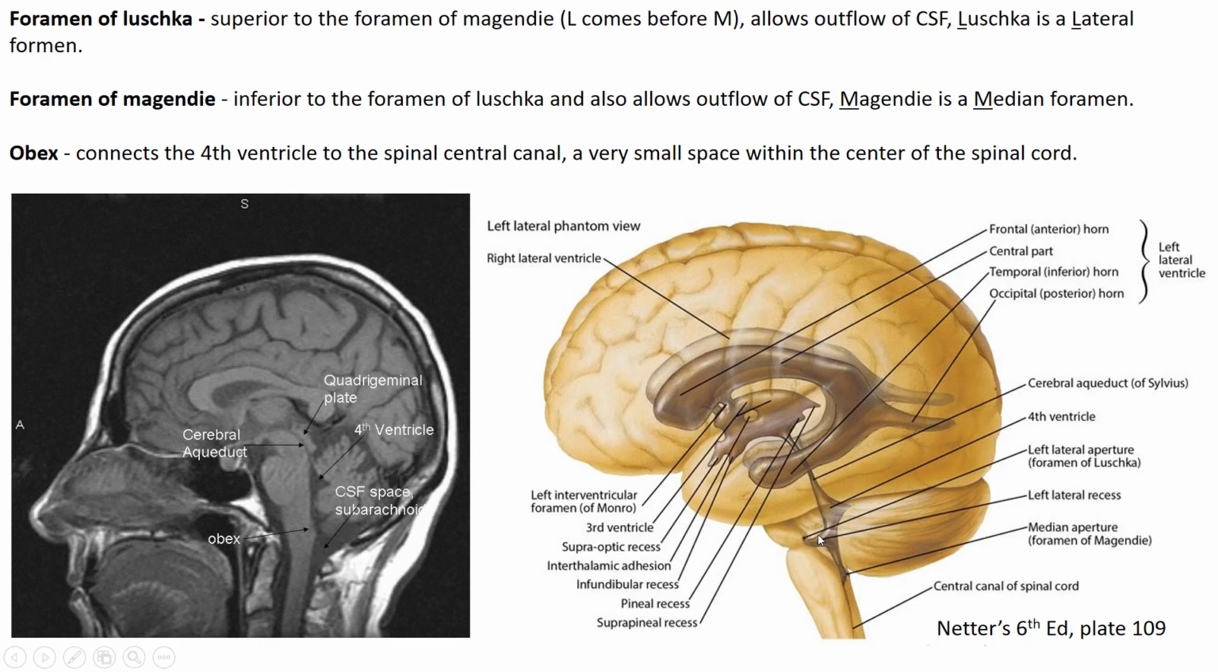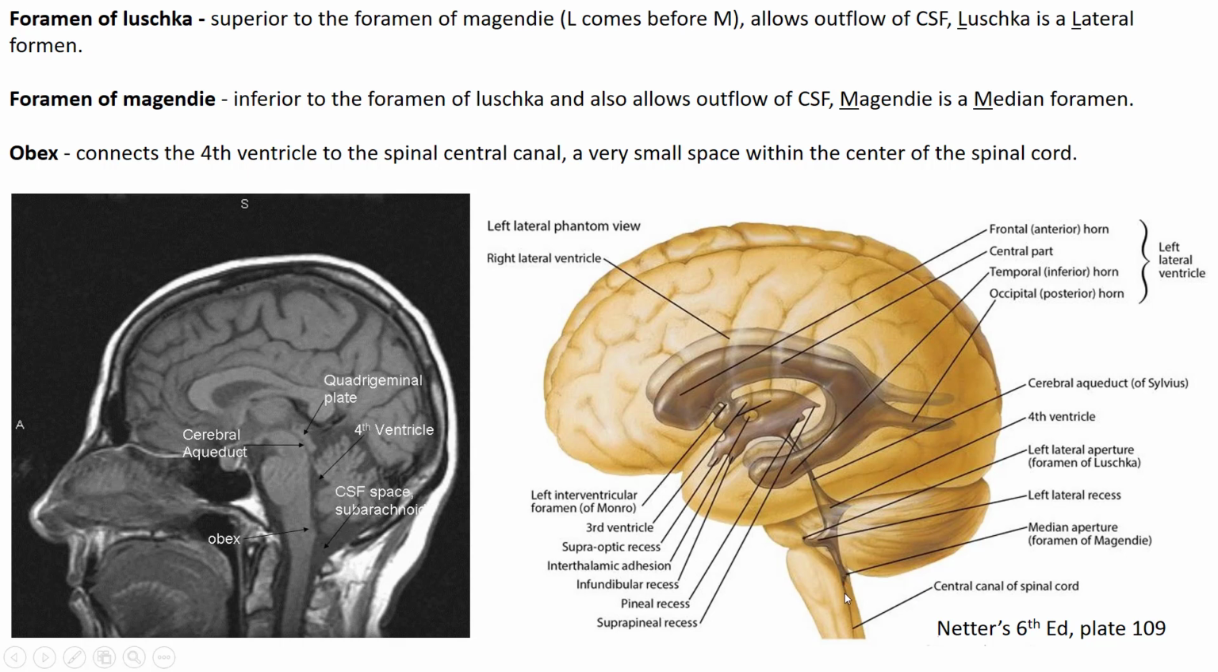Remember that L, Luschka, comes before M, Magendie. Also, Luschka is the lateral foramen. So Luschka is lateral. That's the other way to remember it, L and L together. And then foramen of Magendie is inferior to the foramen of Luschka and also allows the outflow of CSF. Magendie is the median or medial aperture, median or medial foramen.